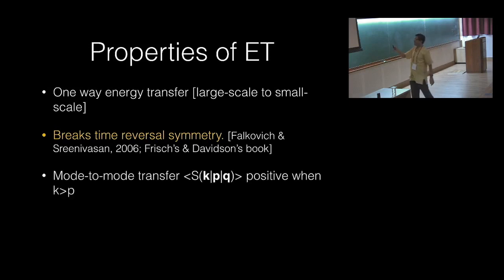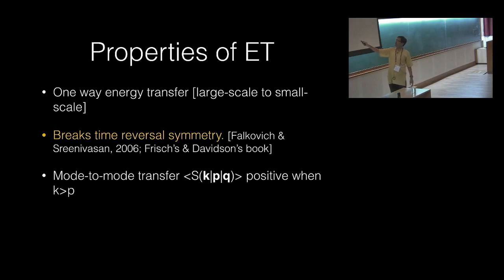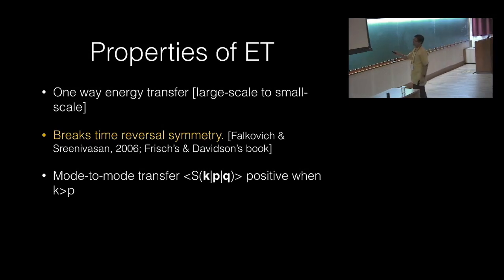This is the technical part which we do in our field. This is called mode to mode transfer, the transfer from wave number p to wave number k. We can also compute how much energy goes from one wave number to another. It's a non-equilibrium system, there is a direction of energy transfer, there is no detailed balance, and this can be computed. You have to believe me that this can be done, and it's always positive when k is greater than p. That means small scale is getting energy from large scales.